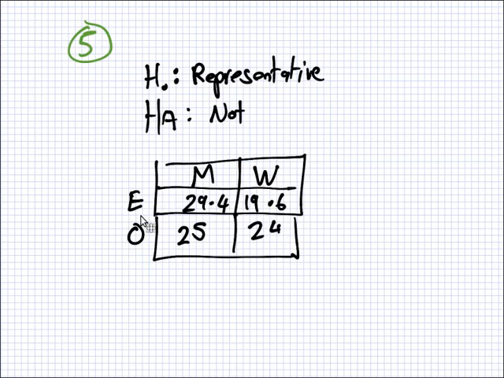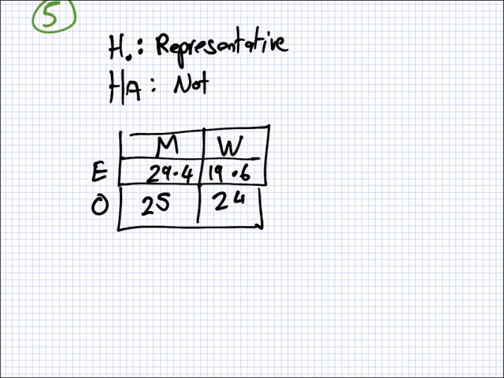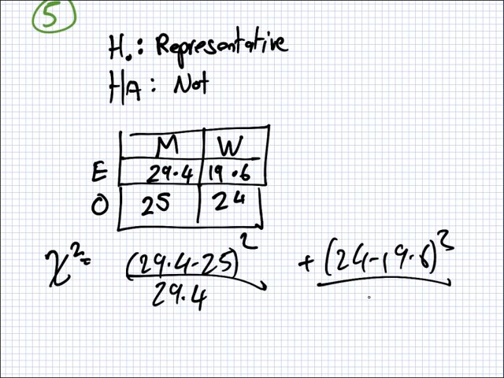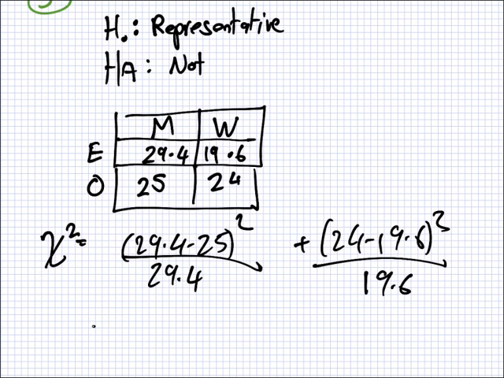Okay. Sorry, so because it's chi-squared, there's one tail there. Well, yeah, basically. But that doesn't really affect anything because it's always one for chi-squared. So the chi-squared value is going to be the difference between 29.4 and 25 squared over 29.4, plus 24 minus 19.6 squared over 19.6. What do you get for the chi-squared, please?